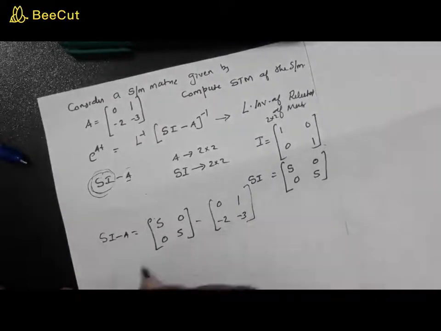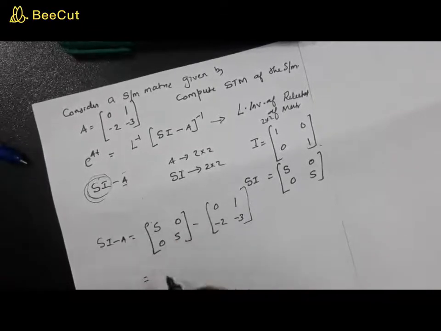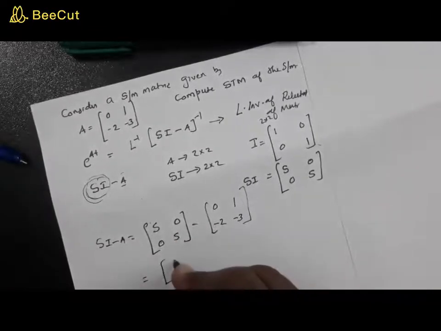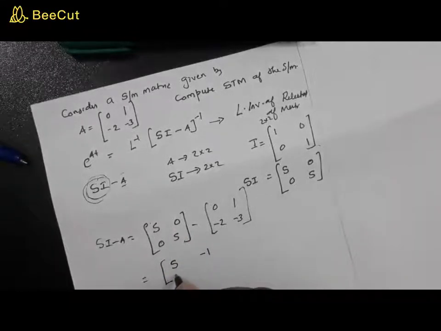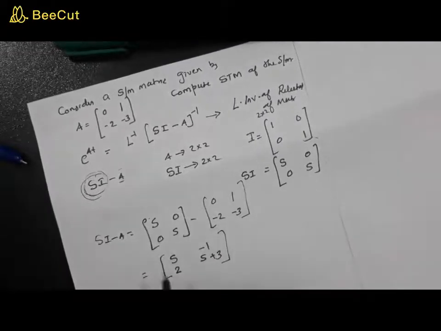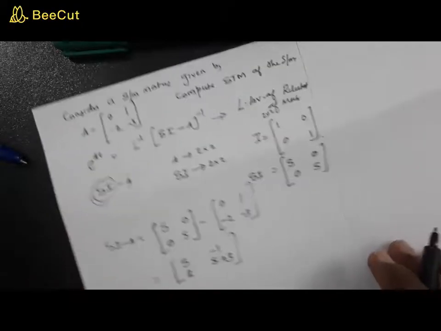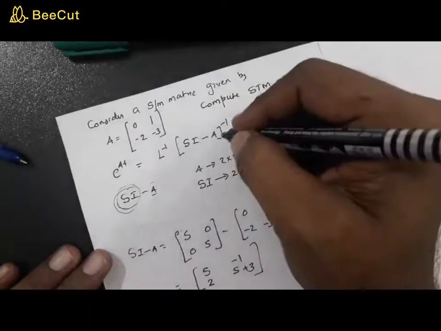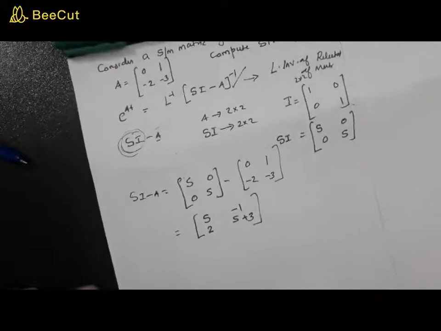So you can do the simple element to element subtraction. So the matrix becomes S, then the next is minus 1, next element is plus 2, now this is S plus 3. Okay, so you're going to get S, minus 1, 2, S plus 3. So that is your SI minus A. Now the next step is to find its inverse. Now how to find the inverse of this?